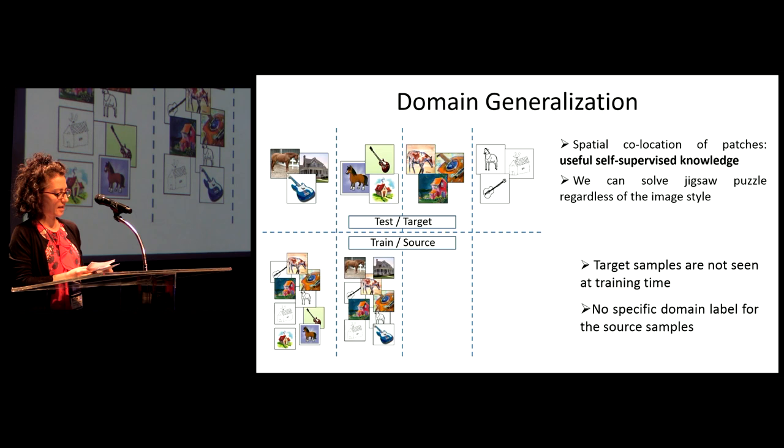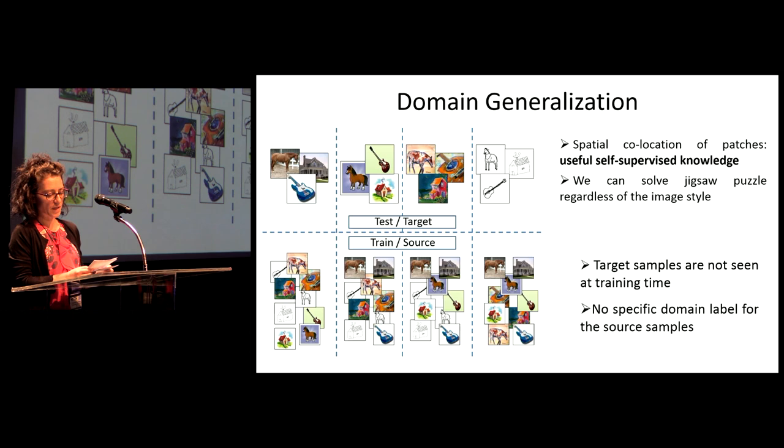Moreover, by construction, the source is a combination of domains, but we neglect the domain label of each sample. In other words, we only know the object label, not the subdomain label of each source sample. Now, given this setting and knowing that solving jigsaw puzzles should be agnostic to the specific domain style, we wonder if and how the two tasks of object classification and jigsaw puzzles could be combined together to get the best out of both of them.